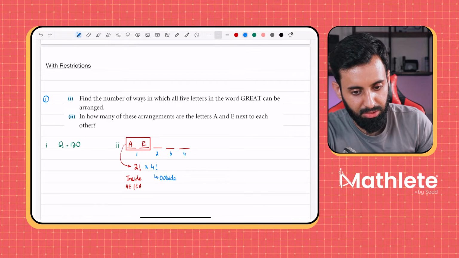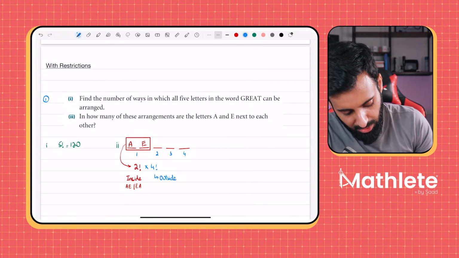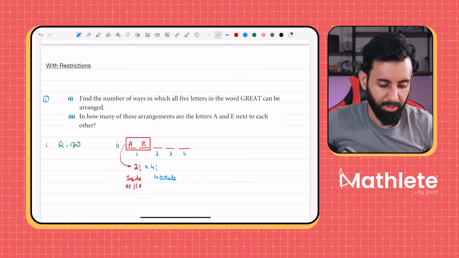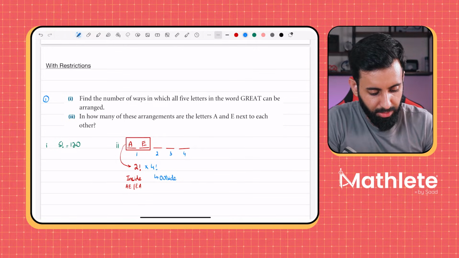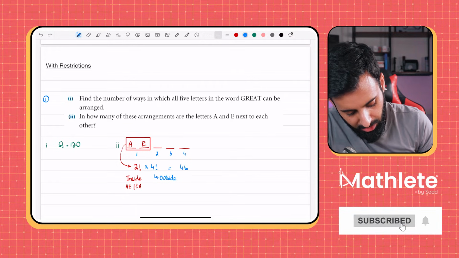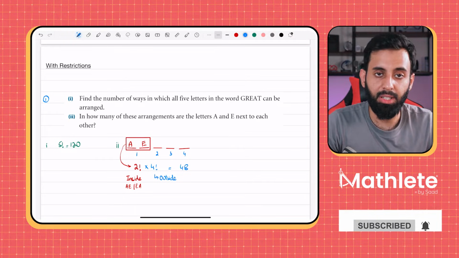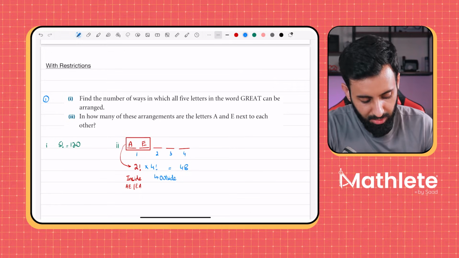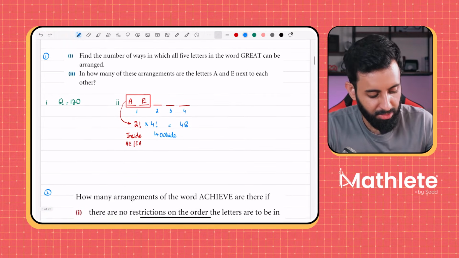Okay, now let's see what the answer to that is. Let's work it out. 4 factorial times 2 is equal to 48. So that means of these 120 arrangements, 48 arrangements are such where A and E are next to each other. Okay, so there you go.